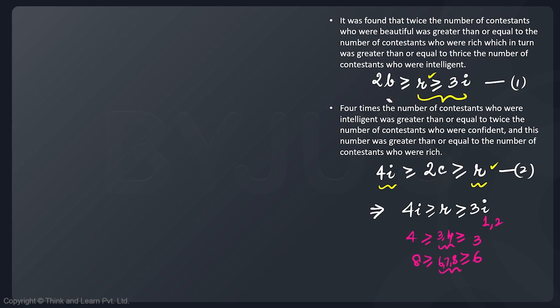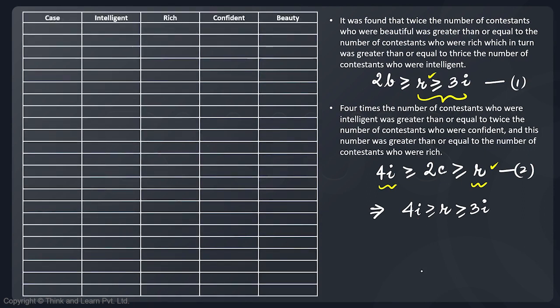So let's draw a table with a lot of rows, okay? Because we don't know how many cases we are going to have. So the first column is case, the next one is intelligent, that is I, rich is R, confident is C, beautiful or beauty is B. So let's put the value of I as 1.